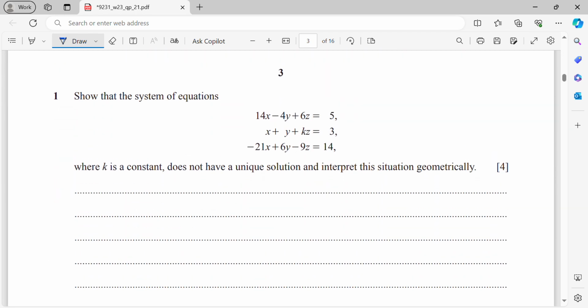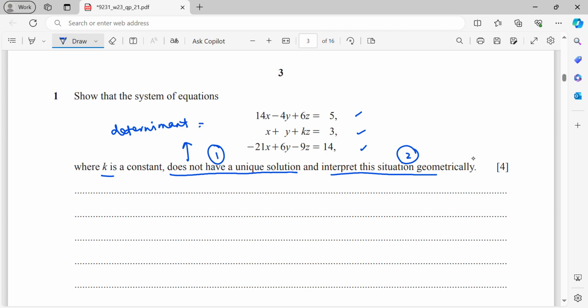For question number 1, show that the system of equations, so these are the 3 equations, where k is a constant, does not have a unique solution. So this is the first part of the question, and interpret this situation geometrically. To show that it does not have a unique solution, basically we need to prove the determinant of the matrix equals 0.